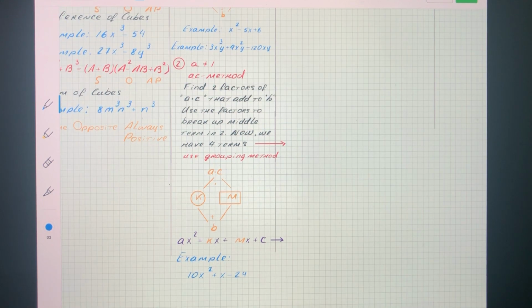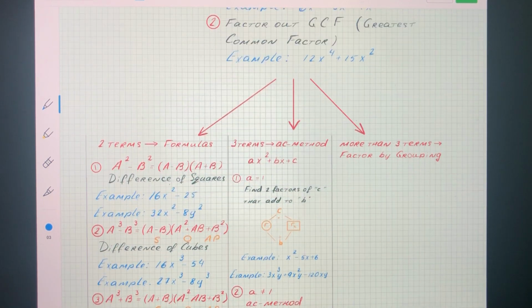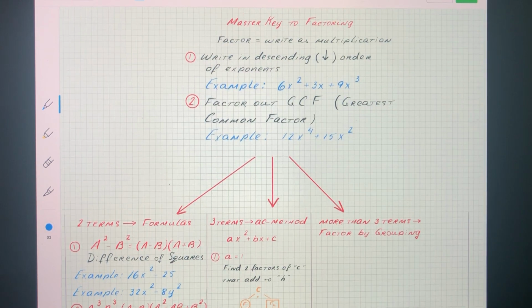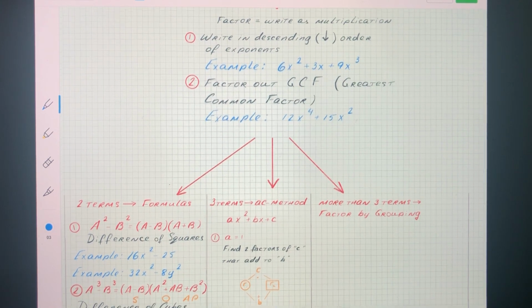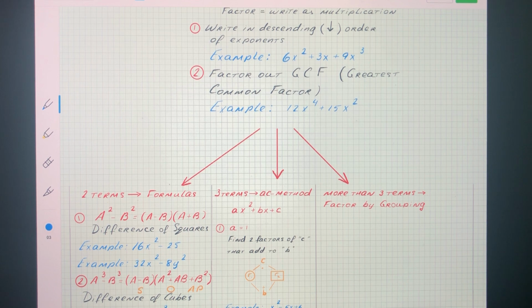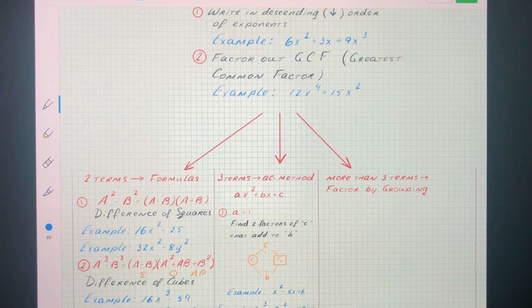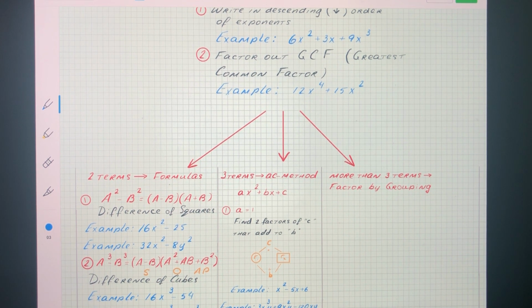This is an overview of the factoring and what we usually have to do. And in a different video, we will go through this template and we will discuss each one of these examples and how to do it.